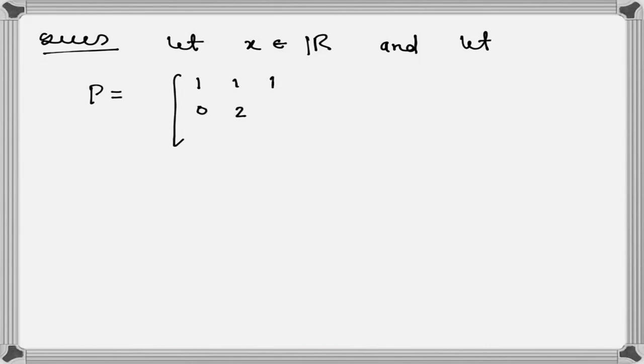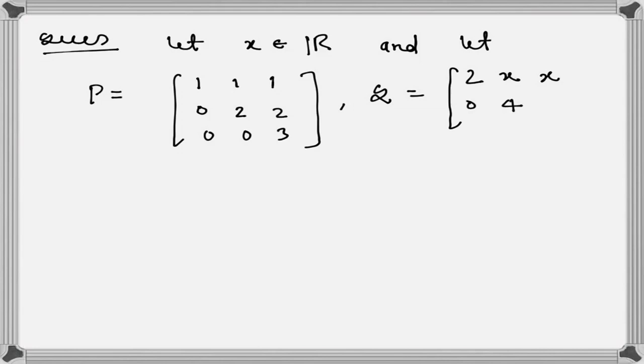Okay, so let's solve another problem. Let x belong to the real numbers and let P be equal to 1 1 1, 0 2 2, 0 0 3, and Q be equal to 2 x x, 0 4 0, x x 6, and R is equal to P Q P inverse.